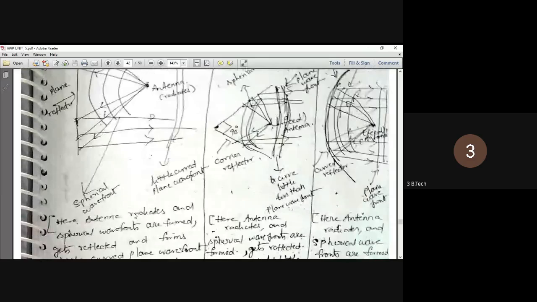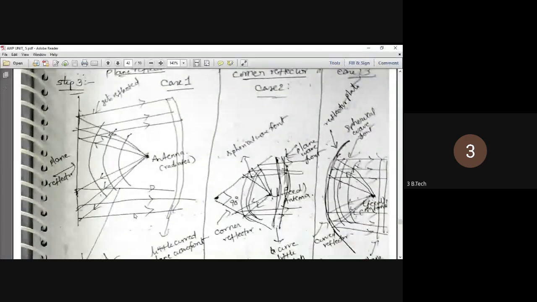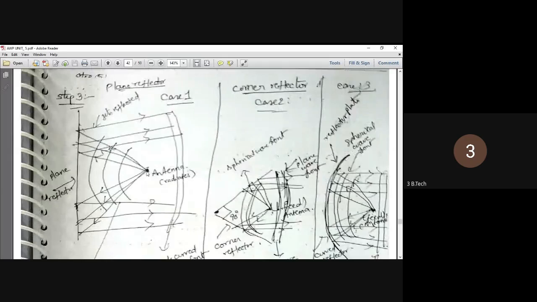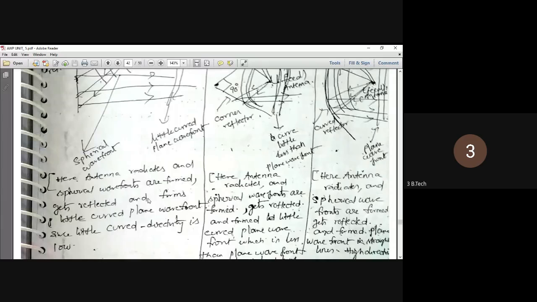So here in the first one, plane reflector. First you take a plane sheet, a plane reflector. At the center there is an antenna. Place an antenna. Obviously you know how an antenna radiates, you have seen it in the first unit. So here the antenna radiates.